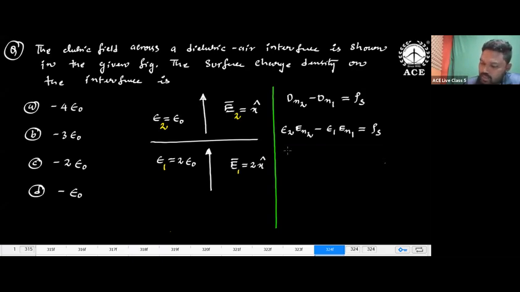Yes. So here epsilon 2 is how much? Epsilon naught. And what is the normal component? Here it is 1 into 1 minus epsilon 1 is 2 epsilon naught into normal component is 2. So here it is epsilon naught minus 4 epsilon naught is equal to rho s, beta. So the rho s is equal to minus 3 epsilon naught coulomb per meter square.